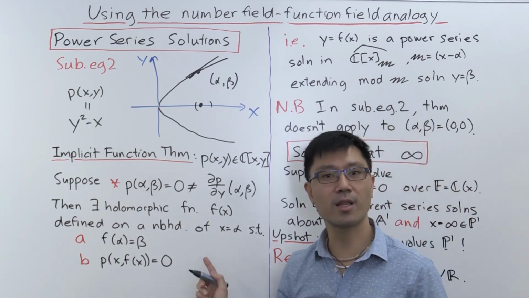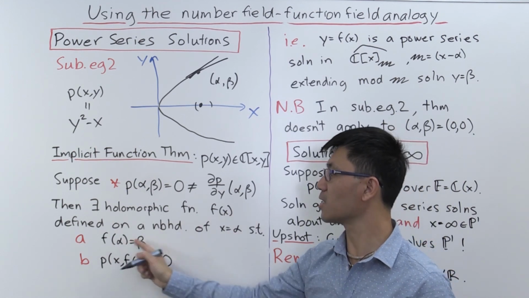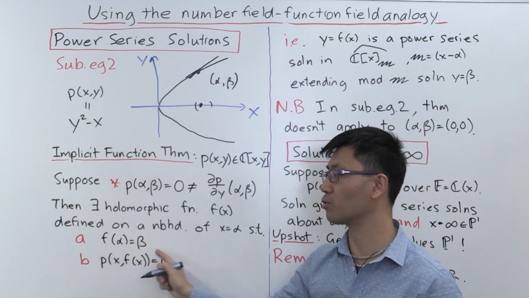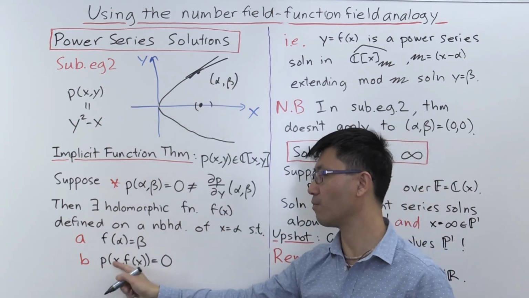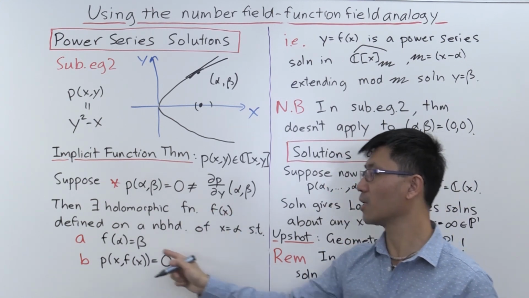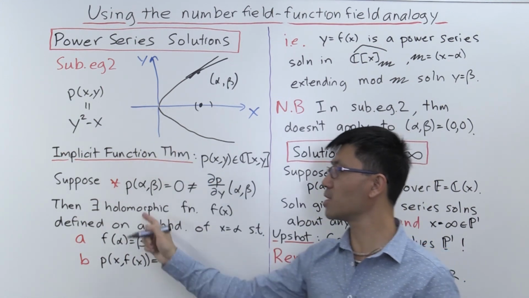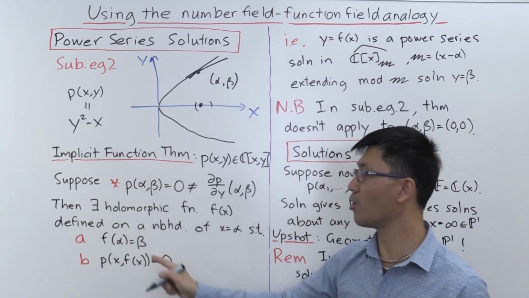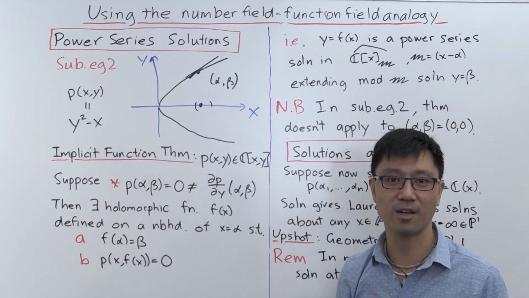Okay, so to sum up, what are the key points? Firstly, this solution extends the solution that we had, alpha, beta. So the graph of this goes through this point, alpha, beta. So f of alpha equals beta. And the graph of this function does lie inside here. So p of x comma f of x equals 0. In this sense, this holomorphic function gives you a solution to this polynomial equation. And what's more, since it's a holomorphic function, you've got a power series expansion around alpha, so it's in terms of powers of x minus alpha. You can do a power series expansion like that.